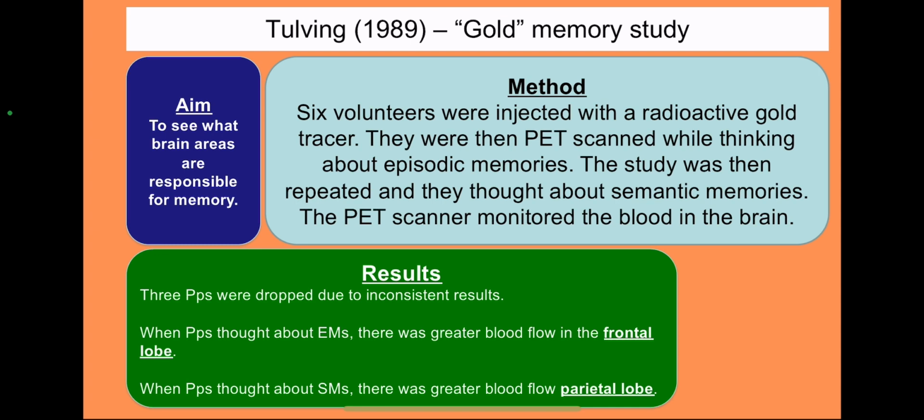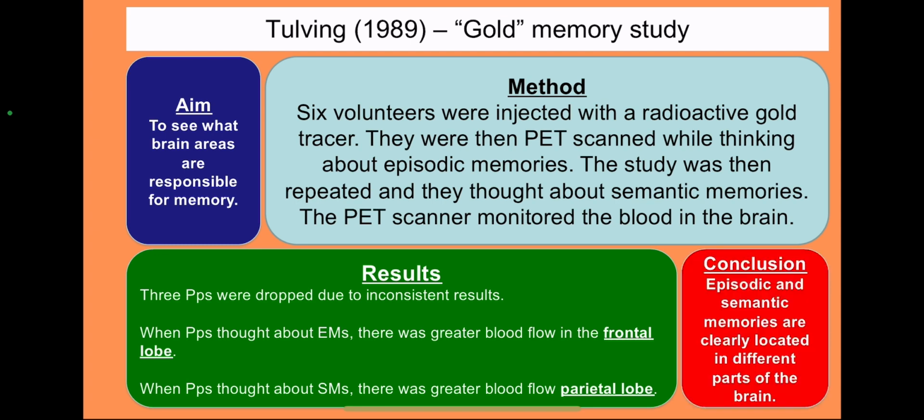The first interesting point for evaluation is that 3 participants were dropped due to inconsistent results, leaving us with just 3 participants left. But in these 3 participants, when they were thinking about episodic memories, there was greater blood flow in the frontal lobe. And when participants were thinking about semantic memories, there was greater blood flow in the parietal lobe, showing us that those 2 types of memories are in different brain areas. So that leads to the conclusion that episodic and semantic memories are clearly located in different parts of the brain.